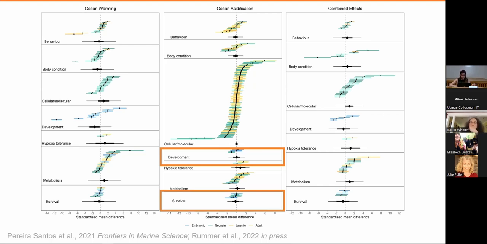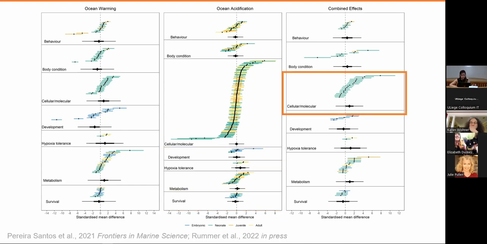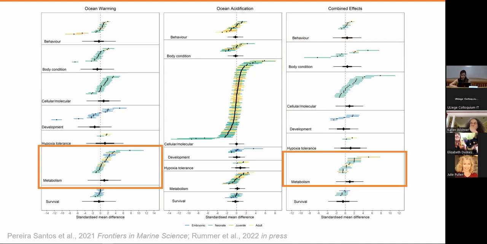Amongst the studies to date that have examined the combined effects of ocean acidification and warming, those that have examined cellular molecular traits have done so using tropical species, whereas the body condition traits have largely been examined in temperate species. Most studies have only investigated the combined effects of ocean warming and acidification on embryonic and neonate stages. So we're seeing a bit of a trend here. The net effects of combined ocean warming and acidification on the various traits were probably driven by warming, and that's evident in the net effect on metabolic traits as well.